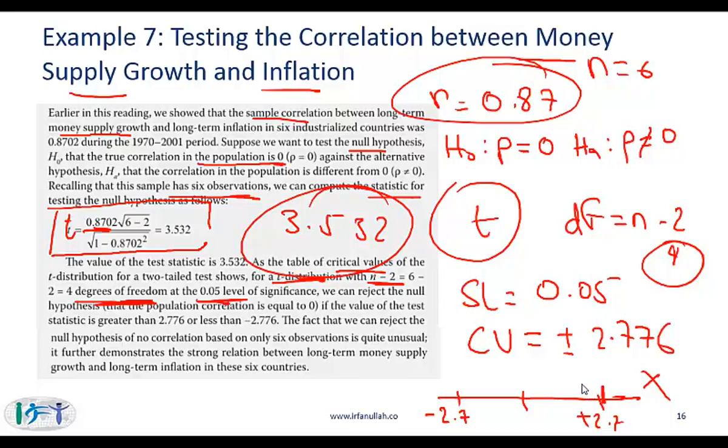So do we reject the null or do we not reject the null? So this is reject the null zone. This is also reject the null zone. So we can reject the null hypothesis. And that means that there seems to be some statistical evidence.